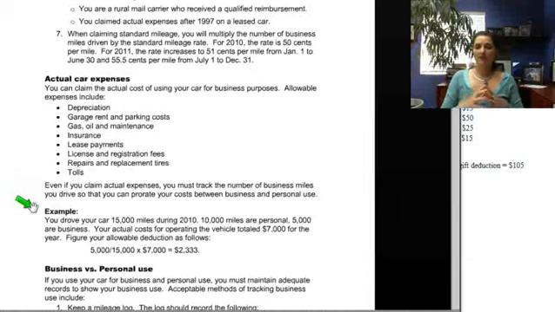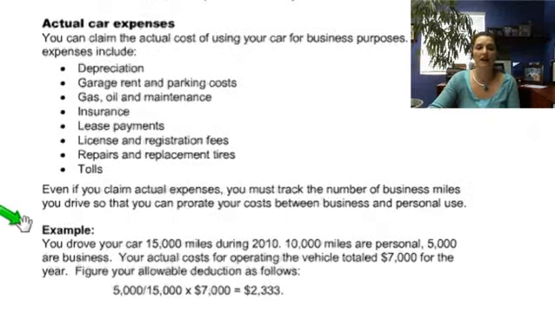Now, it's not at all uncommon for me to have a client who says to me, "I just want to use the actual cost of operating my car this year because I don't want to have to keep a mileage log." And they associate a mileage log with claiming the standard mileage rate. But the actuality is that whether you claim actual expenses or the standard mileage rate, you still have to keep a log. And here's why.